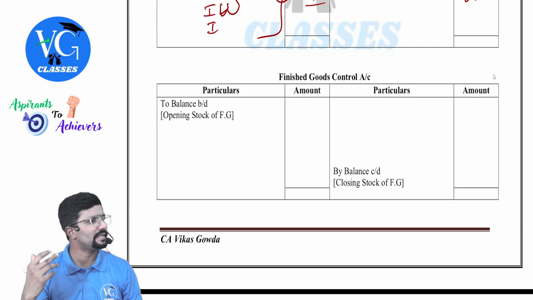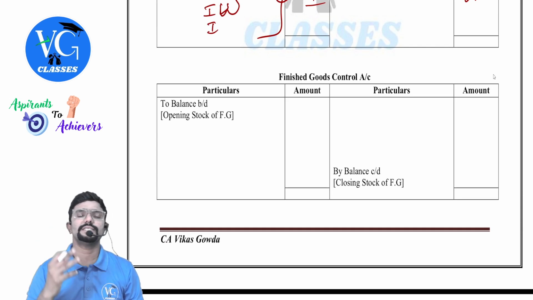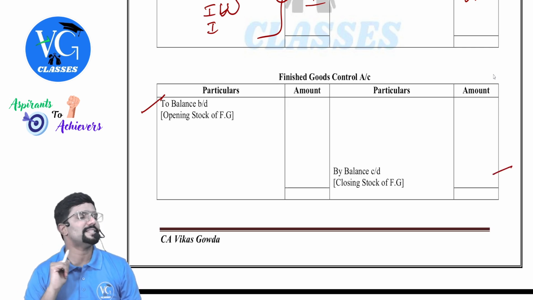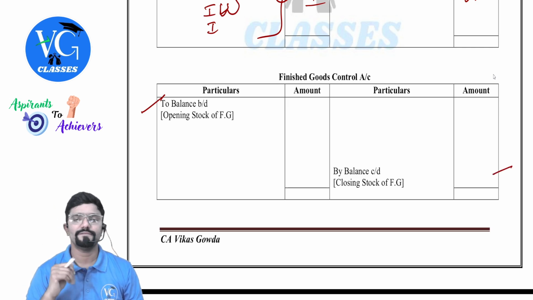Now coming to finished goods control account. Is it an inventory? Yes. Inventory is an asset or liability? Asset. Will have what balance? Debit balance. Whatever is the opening balance of finished goods, debit it here. Show it on the debit side as balance brought down. The closing balance is a debit balance, but I will show it on the credit side as balance figure.